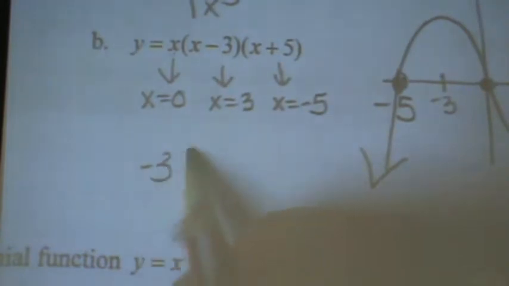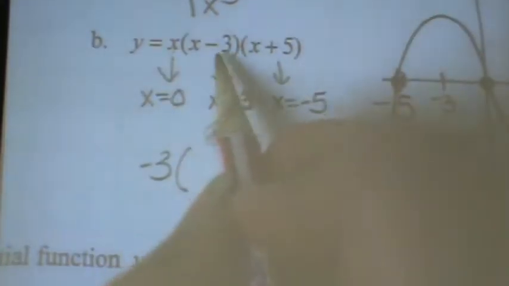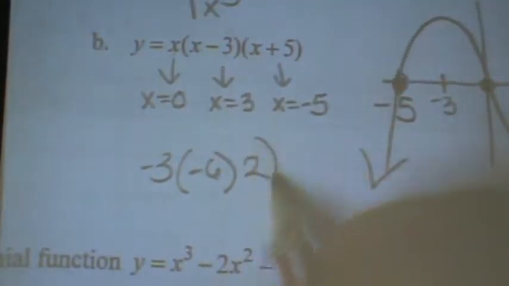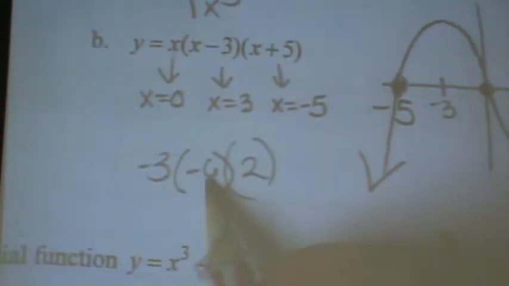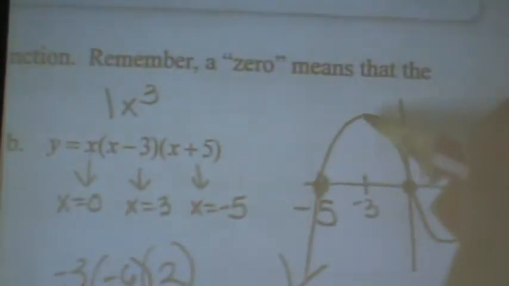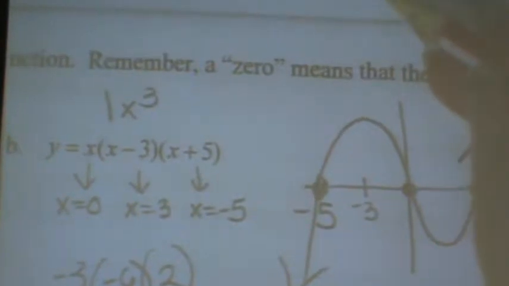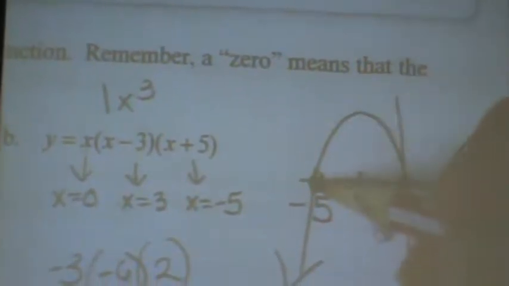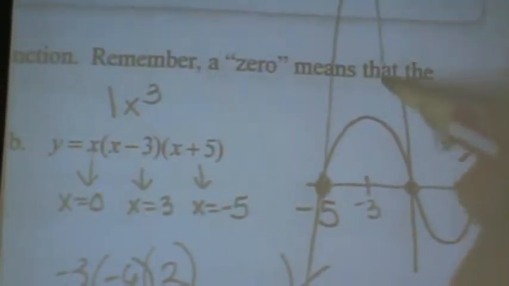So if I plug -3 in, -3 minus 3 is -6, and -3 plus 5 is 2. You'd have to multiply these out, you get -3 times -6 is 18, times 2 is 36. So guess how high this thing goes? 36. It's pretty high. So this thing's going woo, really high.